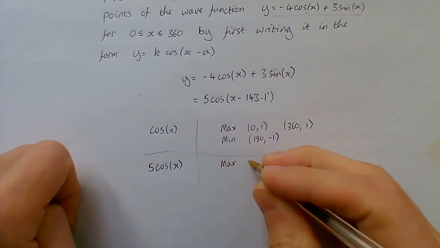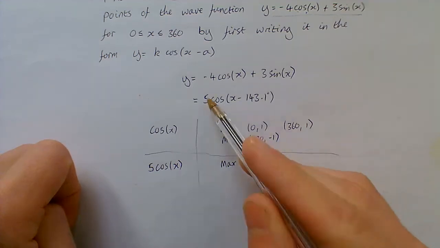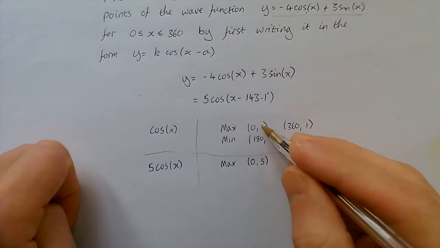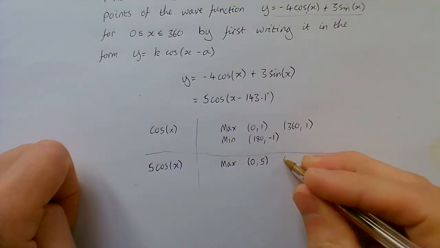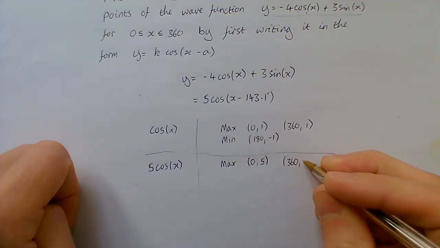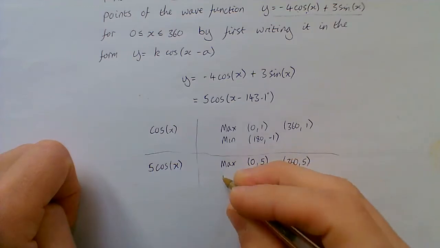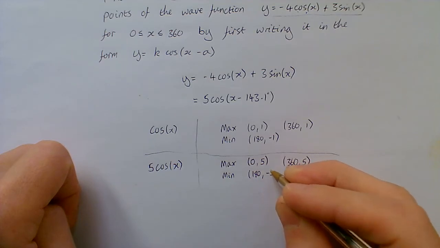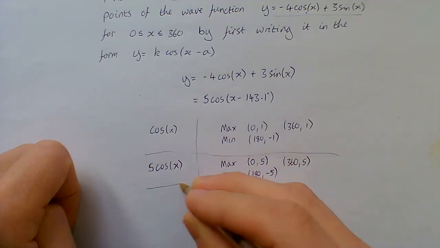We can just do the transformations. So 5 there is scaling the y direction by 5. So 1 moves up to 5. And similarly with our 360, 1. And our minimum, we're stretching the y coordinate by 5, so it goes from being at minus 1 to now being at minus 5.